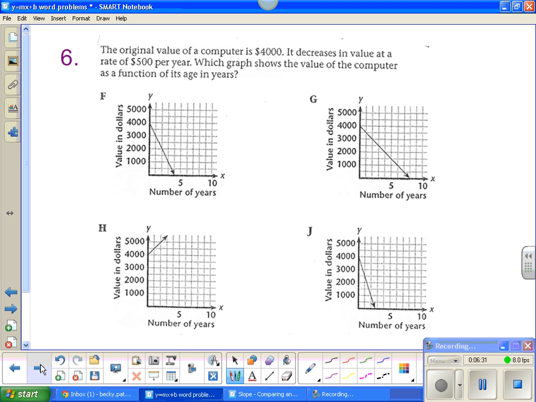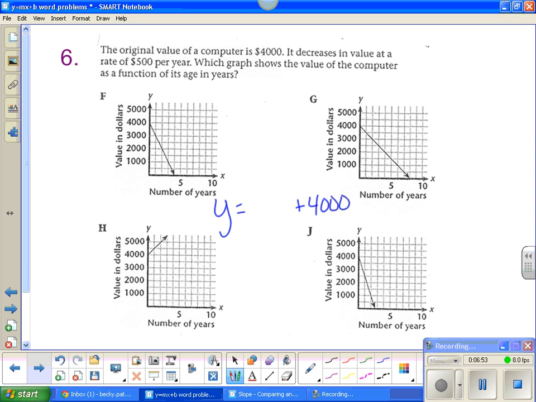The original value of a computer is $4,000. It decreases in value at a rate of $500 per year. Which graph shows the value of the computer as a function of its age in years? Okay, so y equals, what did it start at?